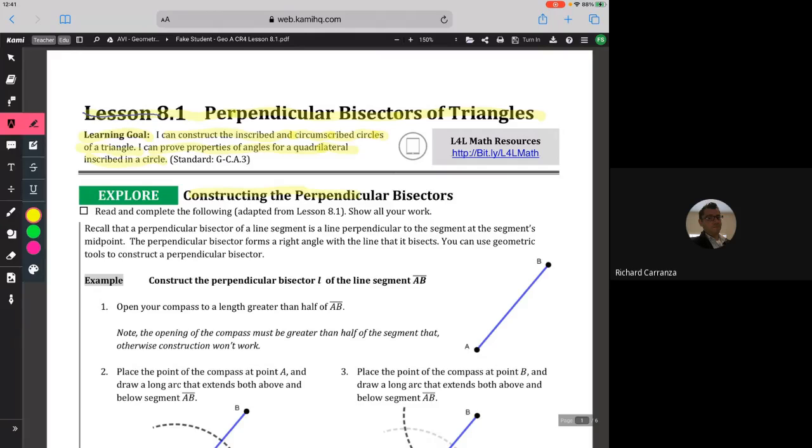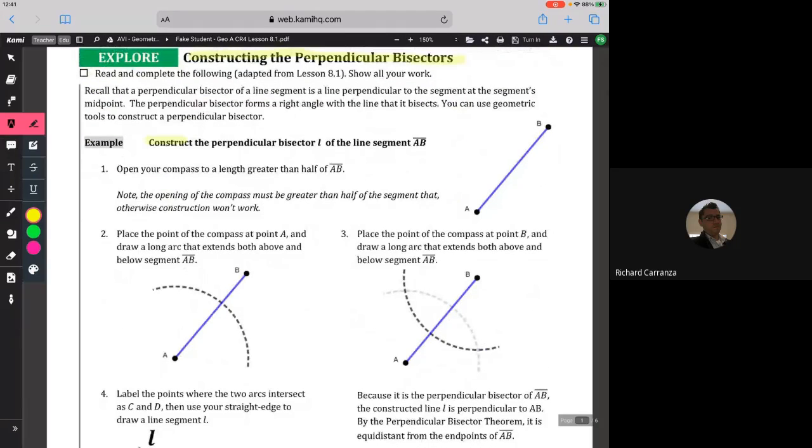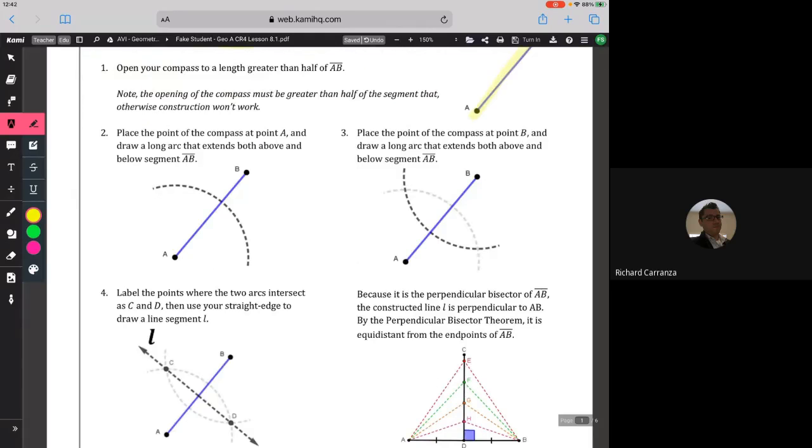Constructing the perpendicular bisectors. So as you can see right here, they actually show you an example of how to construct a perpendicular bisector to a segment. So you first start off with segment AB, then you would use a compass to draw your half circle without moving the radius. So your endpoint would be A.